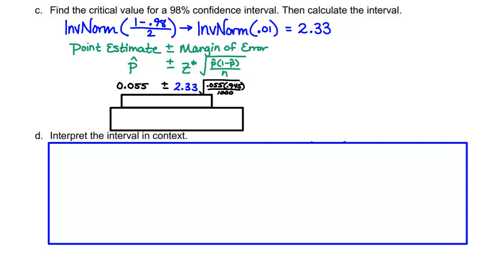So I have 2.33 or 2.326 times the square root of 0.055 times 0.945 over 1,000. Yes, the z thing right here is this critical value. It's what you get from doing inverse norm. Yes, it'll give you a negative, but a critical value is never negative. It's always going to give you a negative back on the calculator when you do something like this. You just need to know that it's not actually the negative.